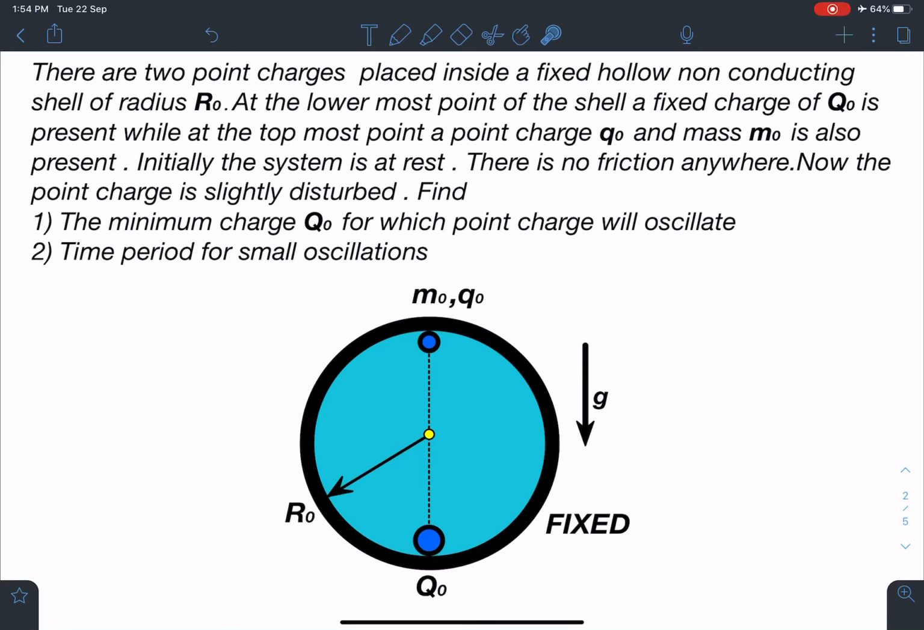This is Nitin here, and today I have come up with a very simple and very conceptual problem which makes it a perfect candidate for a JEE Advanced type of exam. So here is the statement of this problem.